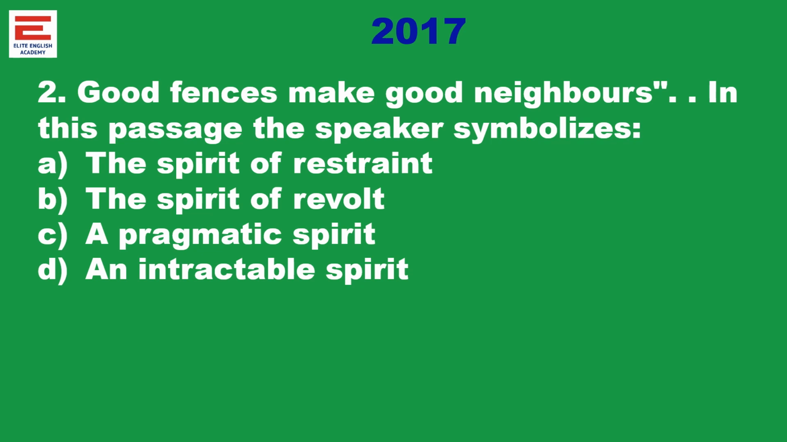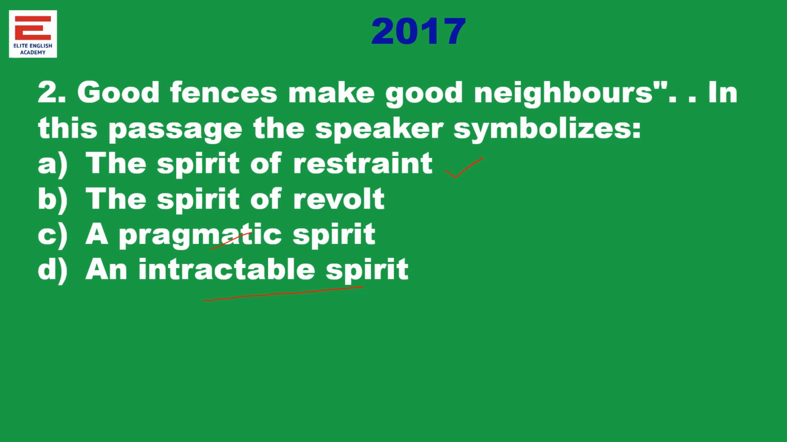So the options given are the spirit of restraint. Restraint means you control yourself. You restrain yourself. The spirit of revolt. Revolt, fighting. When you find an injustice, you are fighting against it. A pragmatic spirit. Pragmatic means practical. An intractable spirit, it is just the opposite of the very thing. So good fences make good neighbors. So it is just opposite. That means the last one, an intractable spirit, means there is no need for any fence at all. So in this particular passage, the speaker symbolizes the spirit of restraint.